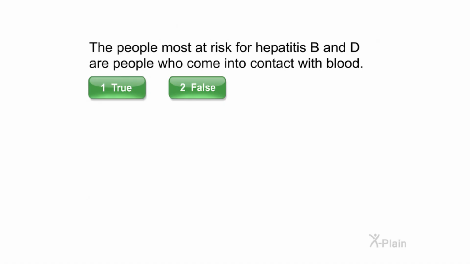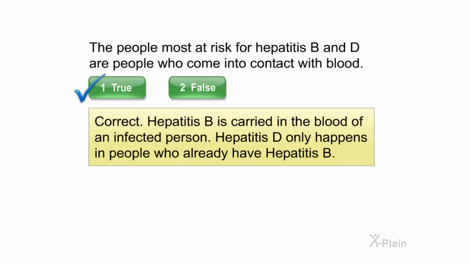The people most at risk for hepatitis B and D are people who come into contact with blood. Select true or false. Correct. Hepatitis B is carried in the blood of an infected person. Hepatitis D only happens in people who already have hepatitis B.